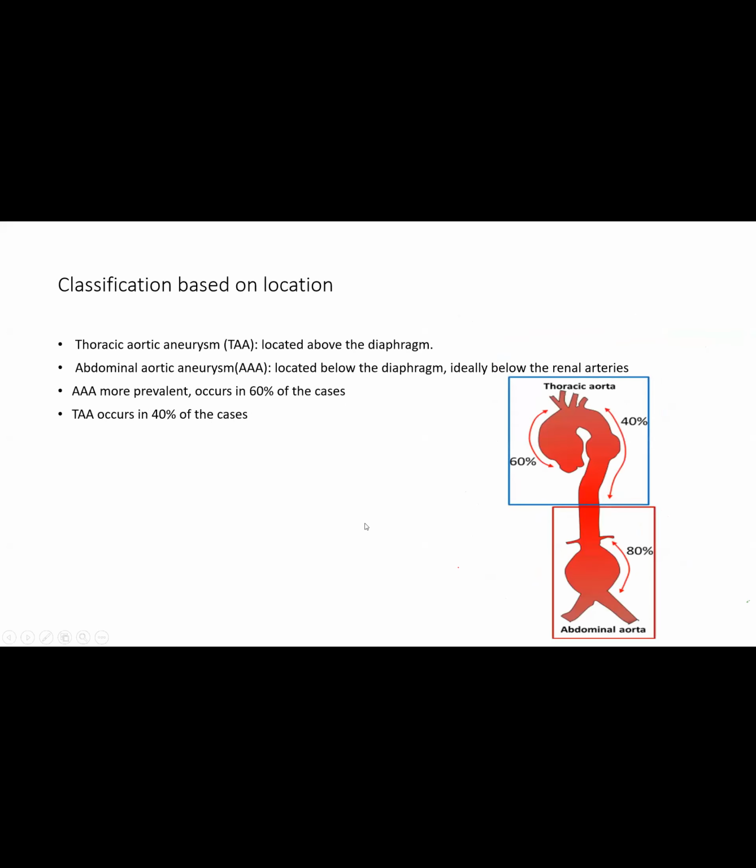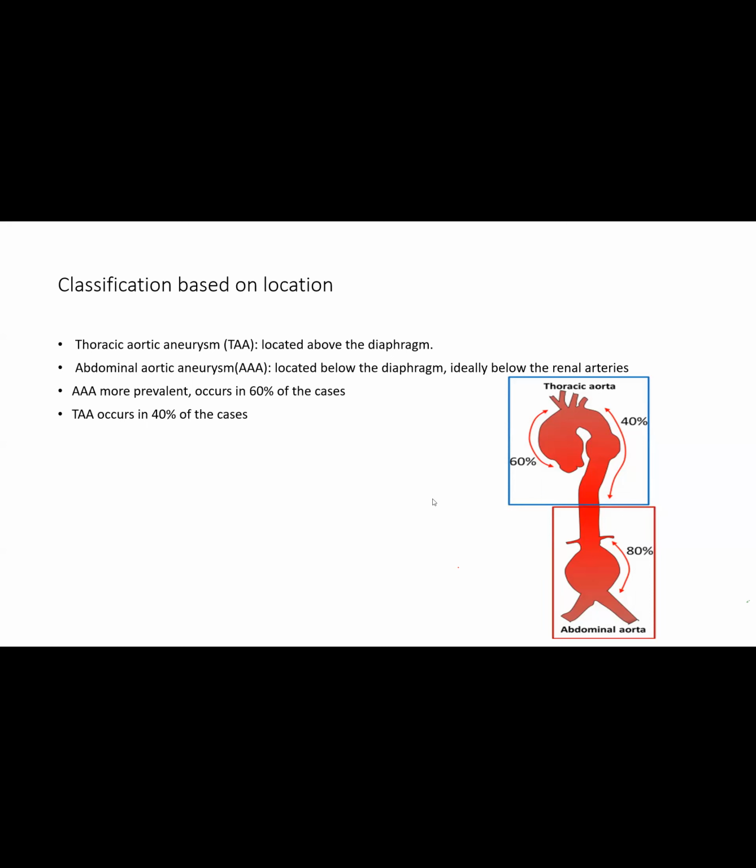So, classification based on the location. Normally arterial aneurysms occur more commonly in the aorta, with about 60% of them being true aortic aneurysms happening in the abdominal section of the aorta, and 40% happening in the thoracic section.